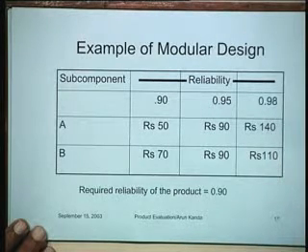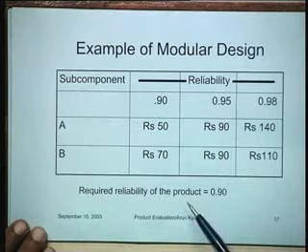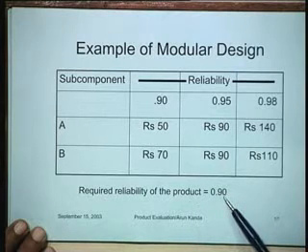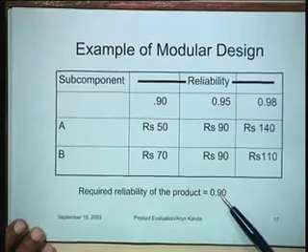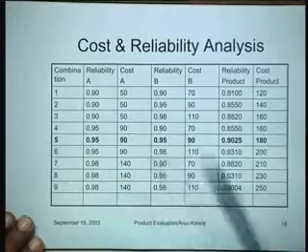Now suppose the required reliability of the product is 90%. This is the requirement of the design, or it could be a requirement of the marketplace, whatever it is. So the question is, how would you buy the components from different vendors so that you can attain this reliability at a minimum cost? It's a small example. We can do the whole thing by enumeration.